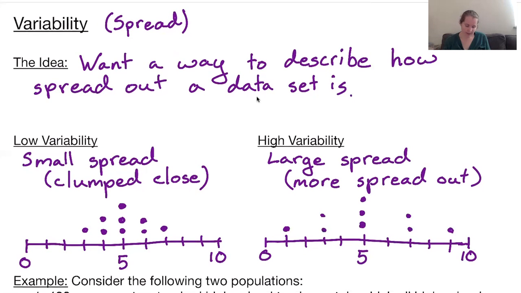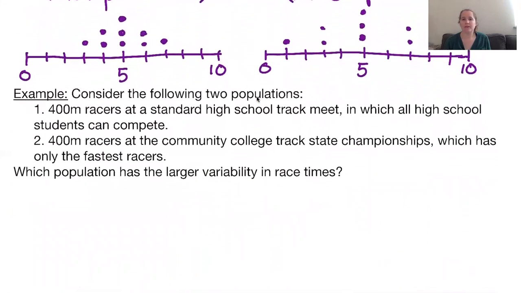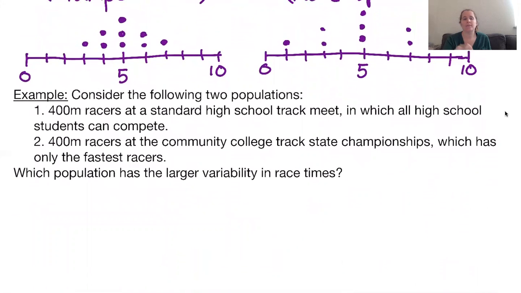So from here, we're going to consider 2 populations and just think theoretically about what might happen. So consider the following 2 populations. First up, 400-meter racers at a standard high school track meet in which all high school students can compete. And second, 400-meter racers at the community college track state championships, which has only the fastest racers. Our job is to figure out which population has the larger variability in race times.